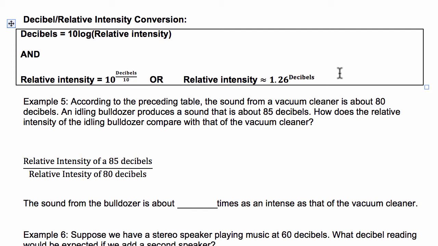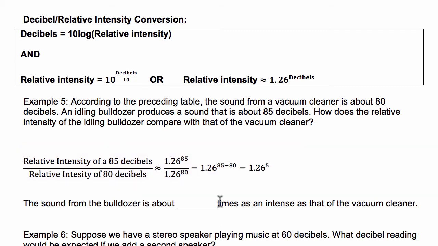We have the choice between using this exact formula and using the simpler approximation. Let's go ahead and use the simpler approximation because I think it's good enough for our purposes. According to our formula, 85 decibels has a relative intensity of approximately 1.26 to the 85. And 80 decibels has a relative intensity of approximately 1.26 to the 80. Since the bases are the same, we can go ahead and subtract the exponents.